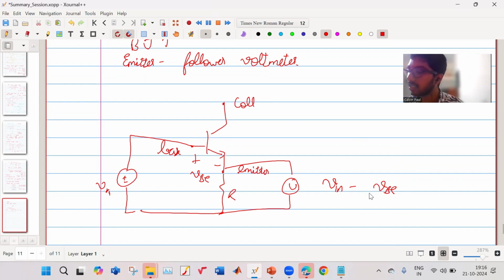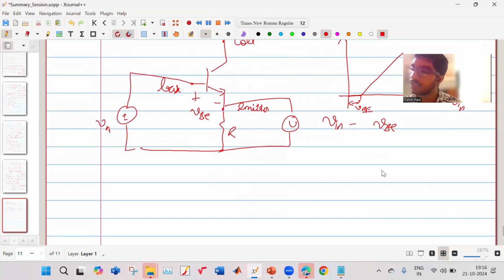It is kind of like a linear scale. Say this is your Vout and this is your Vin. It will go like this, this will be your curve. So this is an emitter-follower voltmeter. I also showed how we can use a BJT circuit to design a linear ohmmeter.